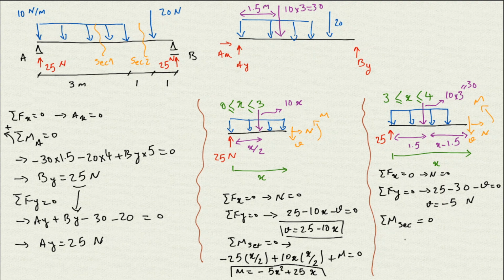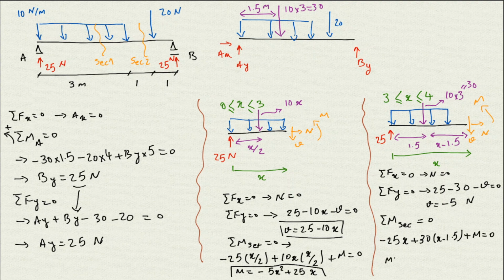So it's going to be 25 times x. This is the moment for that, and it's going to rotate clockwise, so it's going to be negative. And then we have this 30, and the distance is x minus 1.5. That's the distance between the force and the section. And it's going to rotate counterclockwise about the section, so it's going to be positive. And then we have the M itself, which rotates counterclockwise, so it's going to be positive M.